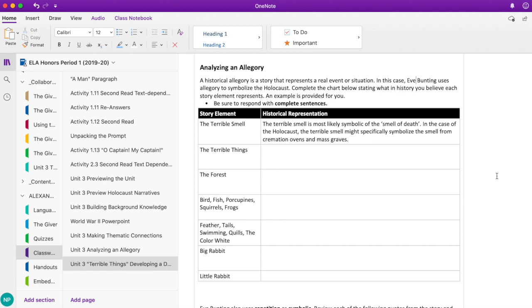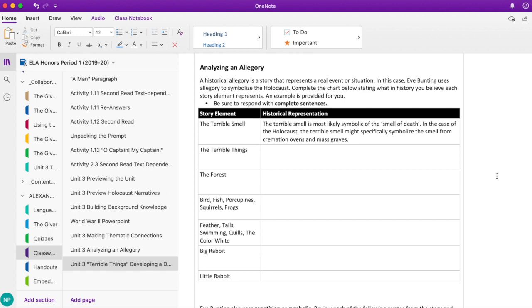So if you look at this graphic organizer, the left-hand column says story element. So these are the different elements from the story that you're going to analyze. On the right-hand side, it says historical representation. This is where you're going to type your responses. The first one has been done for you. So the story element is the terrible smell. The historical representation has been already identified for you.